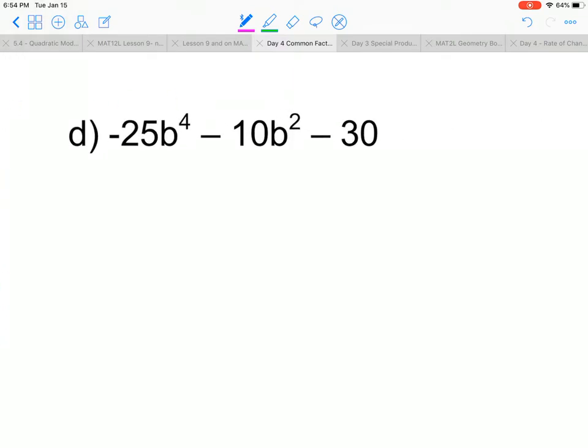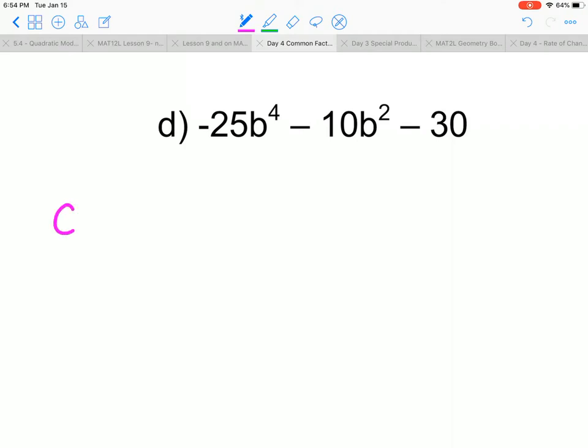Now, this one, same thing, GCF. So 25, 10, 30, the highest exponent is b to the power of 4. That has the largest degree, and that has a negative. So I'll actually include the negative for the GCF. 25, 10, 30, 5 is the GCF of those three numbers.